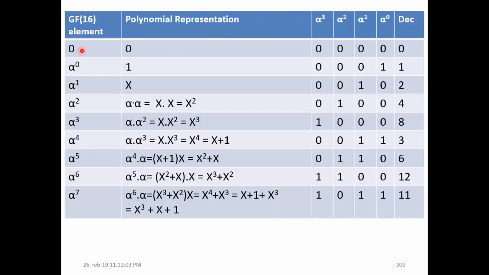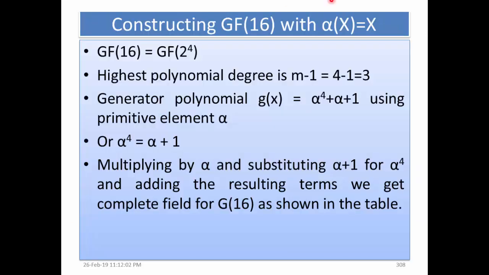So the first element is 0, then we begin with alpha to the power 0, which is equal to 1. Alpha 1 is equal to x, as we know that alpha 1 is simply x in this case. Alpha square is equal to, we simply break this alpha square into alpha times alpha, where each alpha is equal to x. This is what we have assumed over here. Alpha is equal to x. Here this primitive element is equal to x.